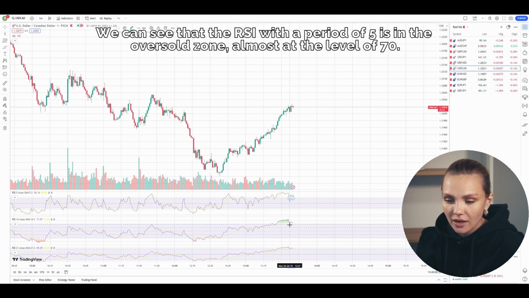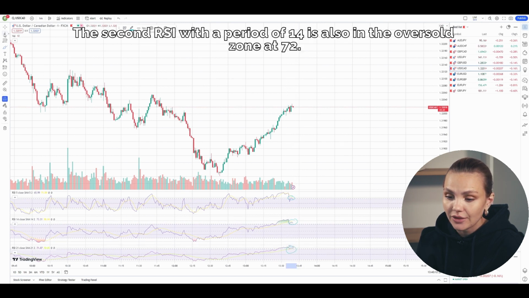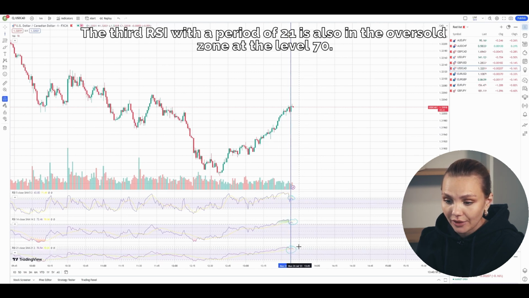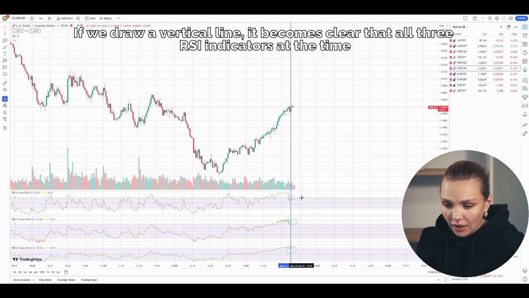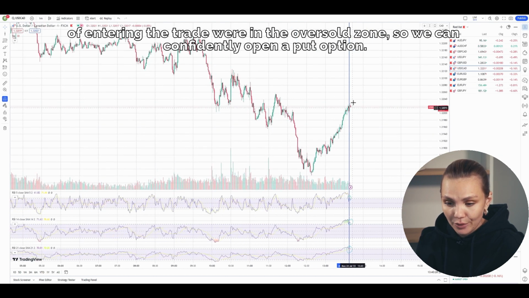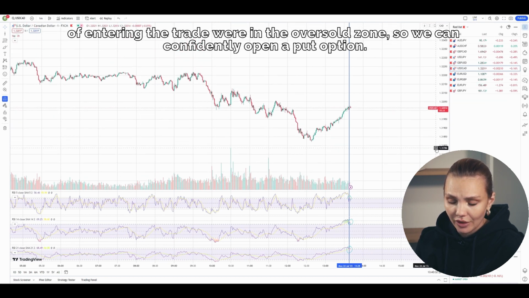We can see that the RSI with a period of 5 is in the overbought zone, almost at the level of 70. The second RSI with a period of 14 is also in the overbought zone at 72. The third RSI with a period of 21 is also in the overbought zone at the level 70. If we draw a vertical line, it becomes clear that all 3 RSI indicators at the time of entering the trade were in the overbought zone, so we can confidently open a put option.